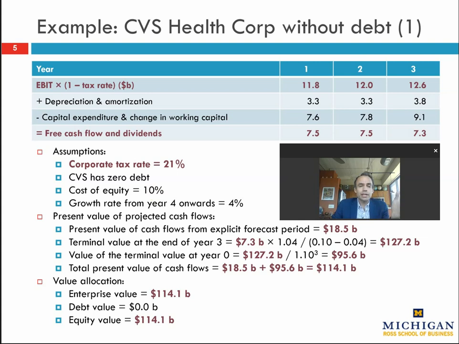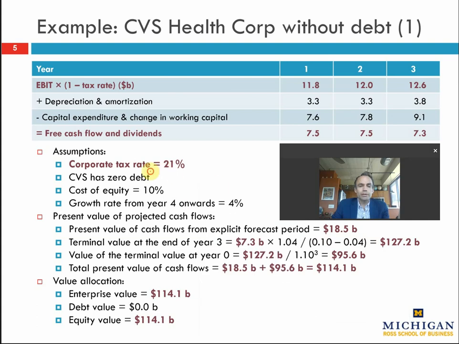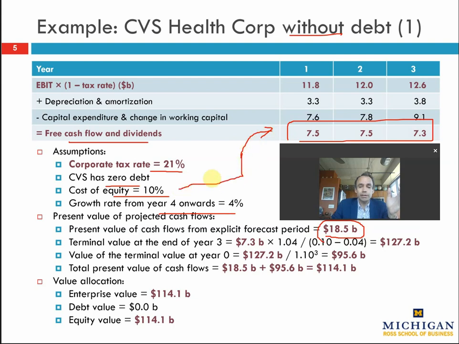So if you take the same operating profit assumptions that we had earlier and introduce a corporate tax rate of 21%, we have a lower estimate of the free cash flows and the dividends, because remember, at this stage, CVS does not have any debt. The cost of equity right now is 10%. The growth rate from year 4 onwards is 4%. The present value of the cash flows from the explicit forecast period is $18.5 billion. That's the present value of these three cash flows discounted at the rate of 10%.